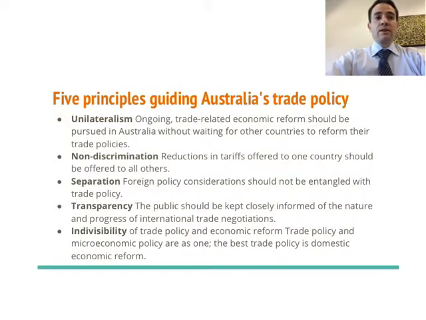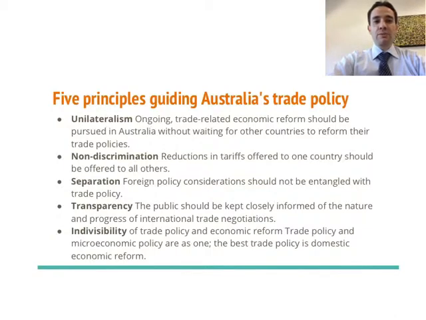agreements. When negotiating free trade agreements or free trade policy, Australia has five principles, and these are on its DFAT website. Unilateralism, ongoing free trade-related economic reforms, non-discrimination, so reductions in tariffs offered to one country should be offered to all countries. Separation, foreign policy needs to be separate from trade policy. So if we're having diplomatic problems with a country, let's say Indonesia, our trade policies should not reflect that.